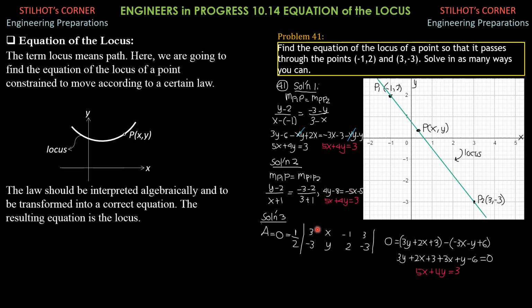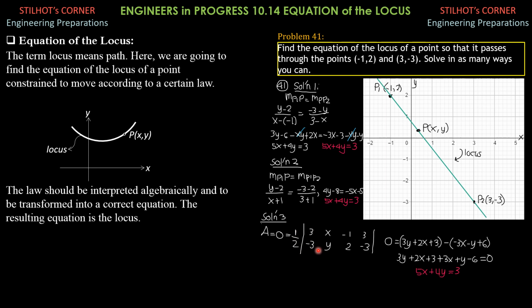Finally, we apply area by coordinates. We arrange the points in counterclockwise direction. So let us say this is the first point, x comma y, somewhere here. In counterclockwise direction: x comma y, then negative 1 comma 2, then back to the original point 3 comma negative 3. If these 3 points lie on a straight line, there is no area of the triangle. So area is set to 0.